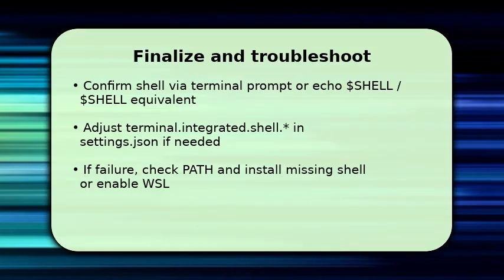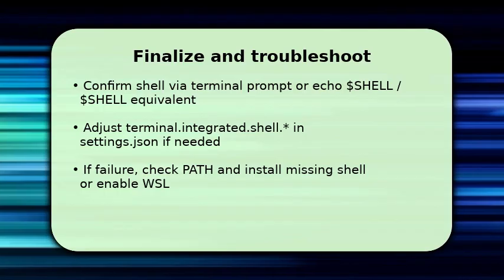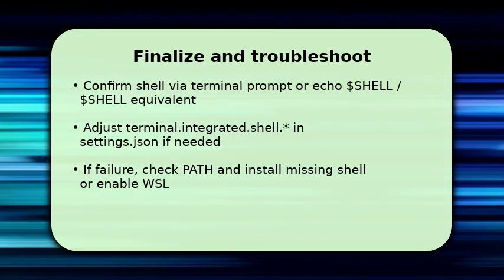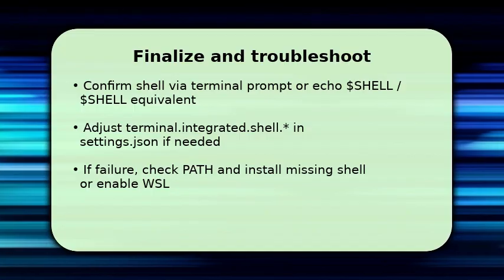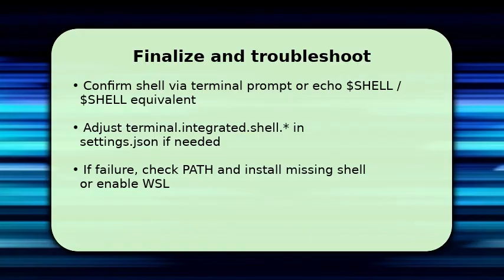If the GUI selection didn't stick, open Settings JSON and set terminal.integrated.shell.* for the platform. This override is explicit. If the shell fails to start, make sure it's in PATH, reinstall it, or enable WSL on Windows. If problems persist, restart VS Code. This clears cached profiles and usually resolves lingering configuration conflicts.